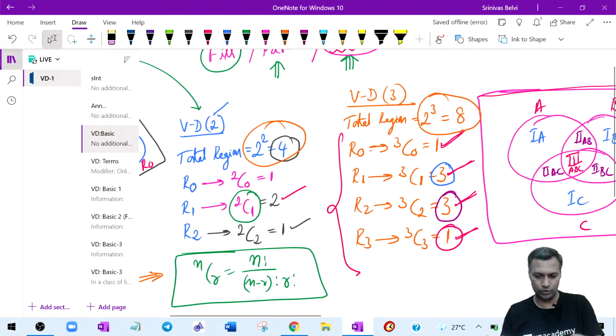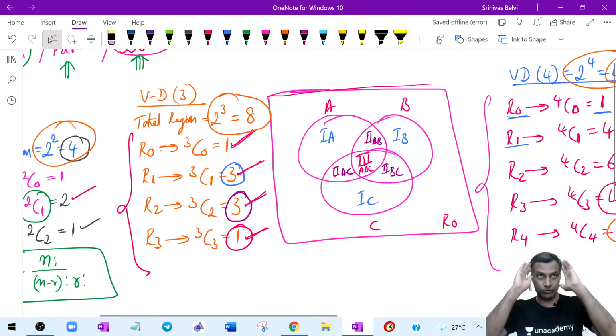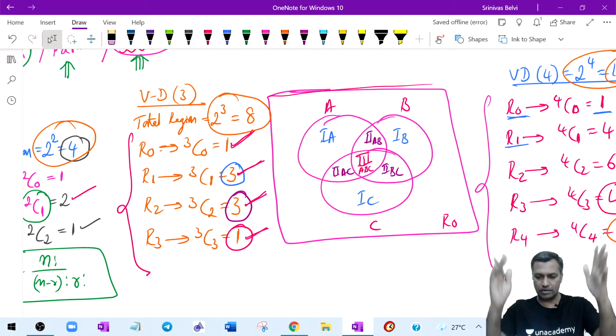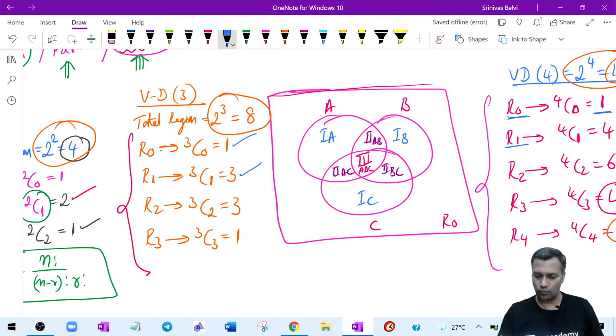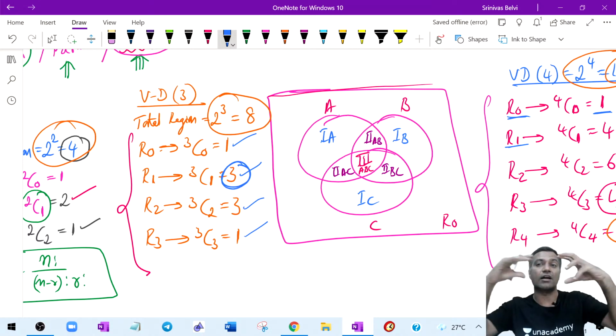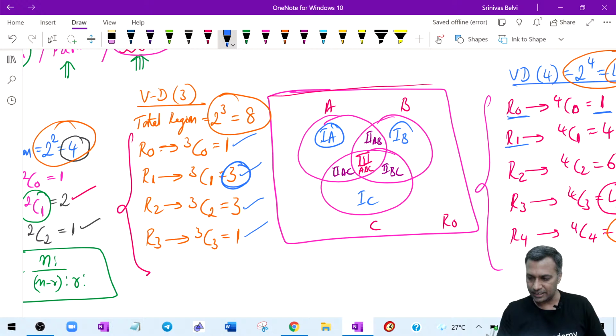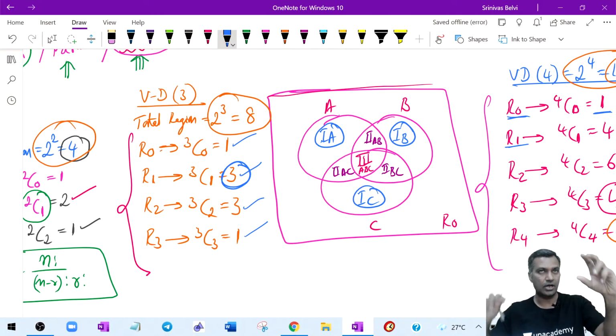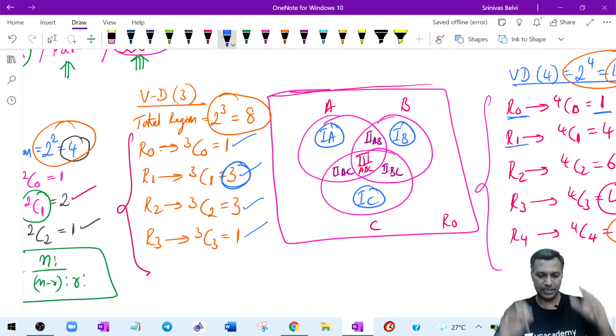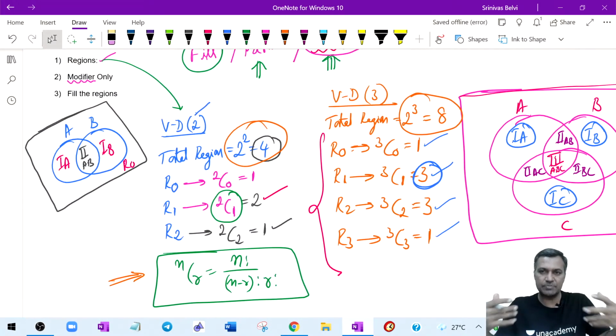You need to mug this up. Mug this up means you need to have that picture in your mind. If I say Venn diagram for 3, you need to know these numbers: 1 region of 0, 3 regions of 1s, 3 regions of 2s, and 1 region of 3. And when I say the 3 regions of 1, you should know where they are. It's here, here, and here. You should know the number, and you should know where they are. That is the first mapping that should happen before you gain speed and momentum in the exam. Okay, that's point number 1.